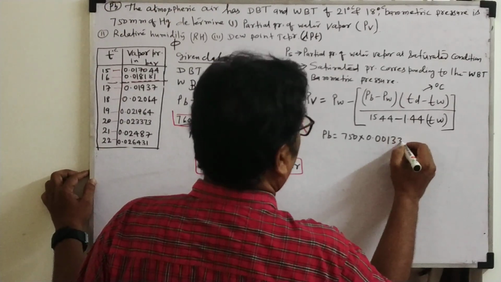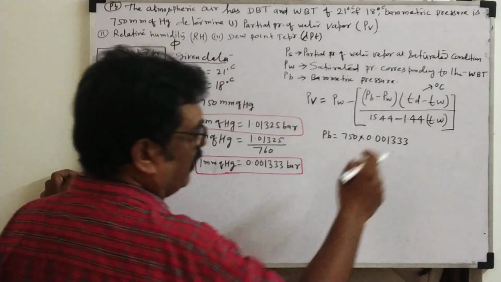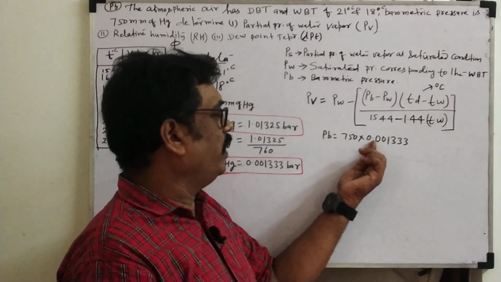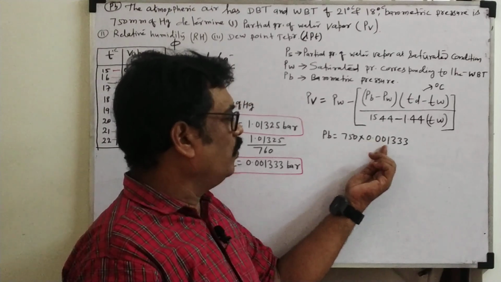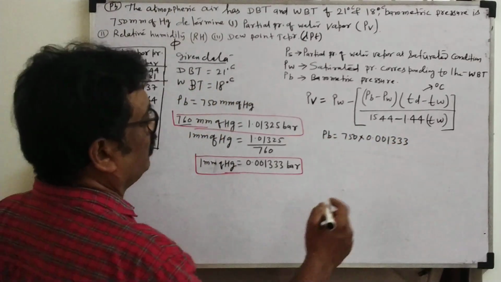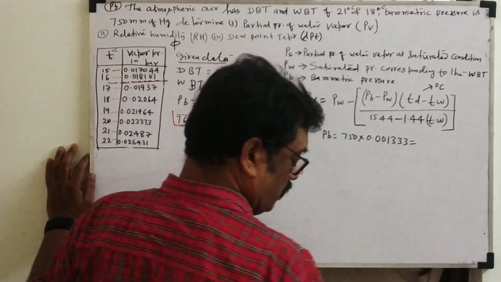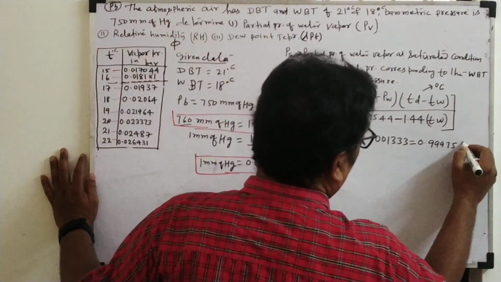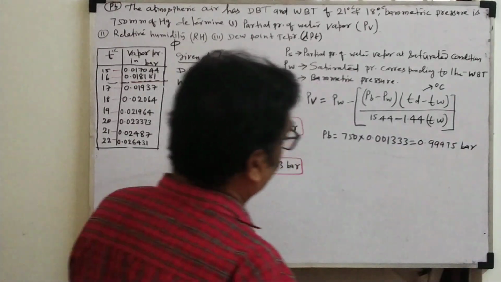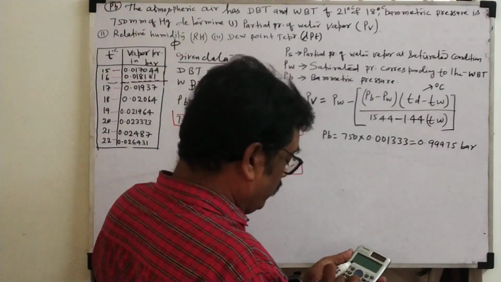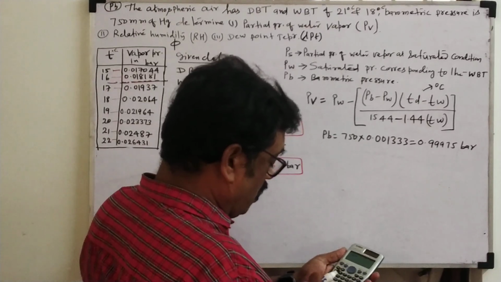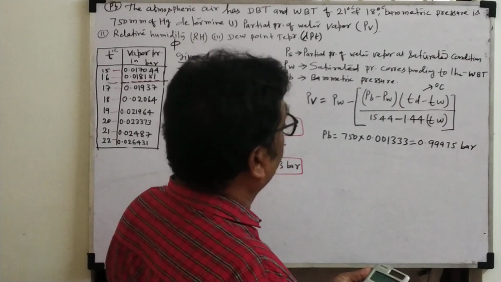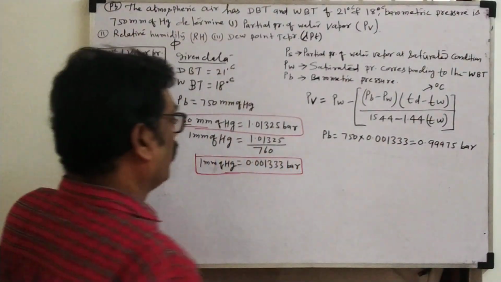0.001333, remembering it is also very easy since I keep only these digits and do not take the other digits. If you multiply this, it will come to 0.99975 bar. Let's check this value: 750 into 0.001333. So we are getting 0.99975, correct. So we got the PB value.